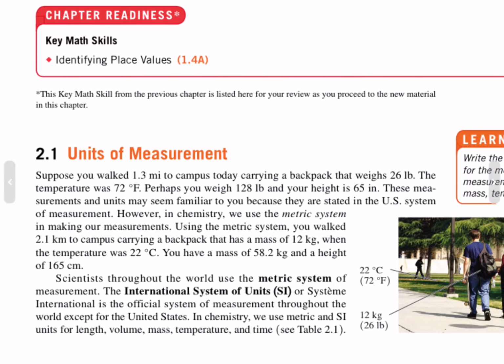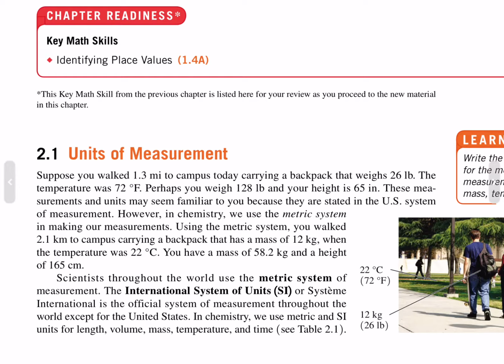Section 2.1, Units of Measurement. Suppose you walk 1.3 miles to campus today carrying a backpack that weighs 26 pounds. The temperature was 72 degrees Fahrenheit. Perhaps you weigh 128 pounds and your height is 65 inches. These units of measurement may seem familiar because they are stated in the U.S. system of measurement.